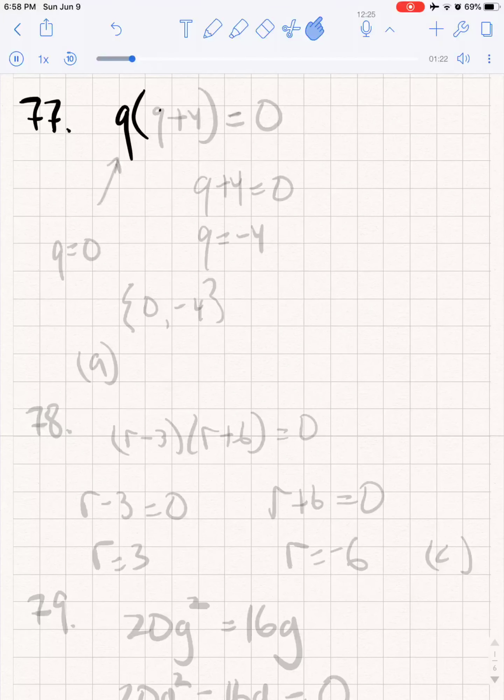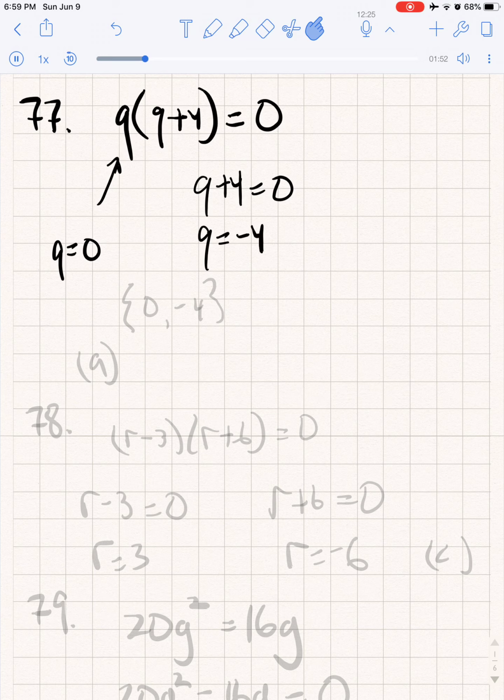q times (q + 4) equals 0. Distribute. Well, actually, no, don't even distribute. They want us to solve this. Well, the right-hand side is equal to 0. So if this q is set to 0, everything goes to 0. So one of the answers is q equals 0. The other equation is q + 4 equals 0. So what will make this q go to 0? q equals negative 4. So q could either equal 0 or negative 4. Which choice is that? That's choice A.